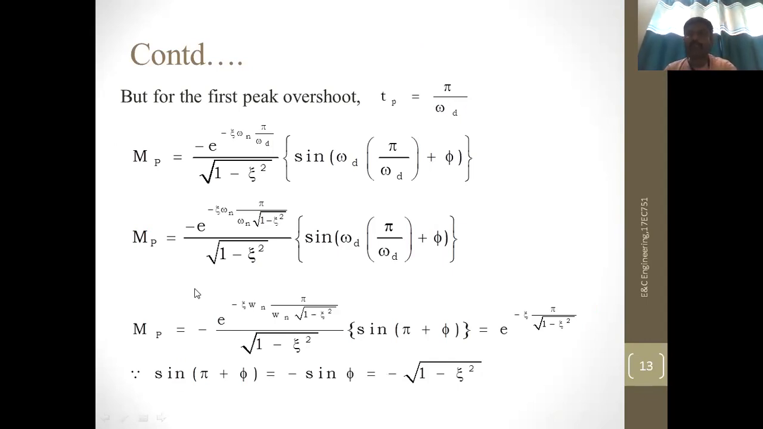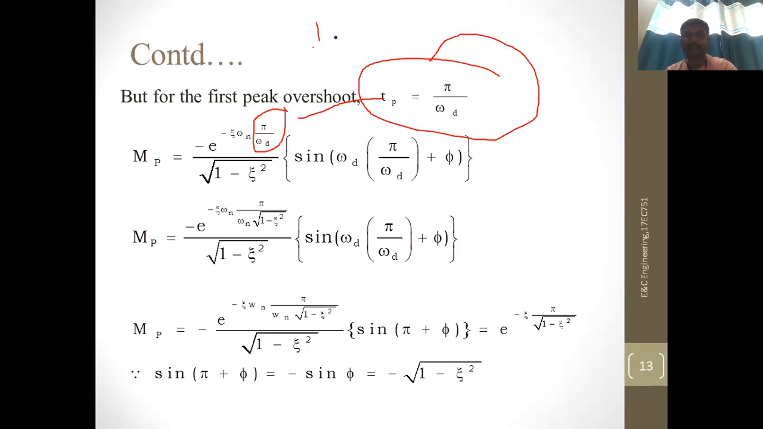Next step, wherever we have Tp, I shall replace it with pi by omega d, giving minus xi omega n into pi by omega d. This is the replacement, because it is the first peak of the overshoot. Next step, this is sine of omega d into Tp, that is pi by omega d, plus phi, where I may cancel this omega d and omega d.